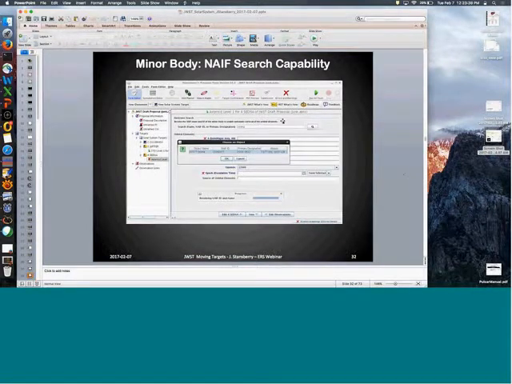And then you end up on a page that looks like this. If you type the name of the target in this search box at the top and hit the search button, it will query the Horizons database and show you all of the matches for whatever you typed into the search box. And so if you want to look at Sedna, you're done. You just click OK.